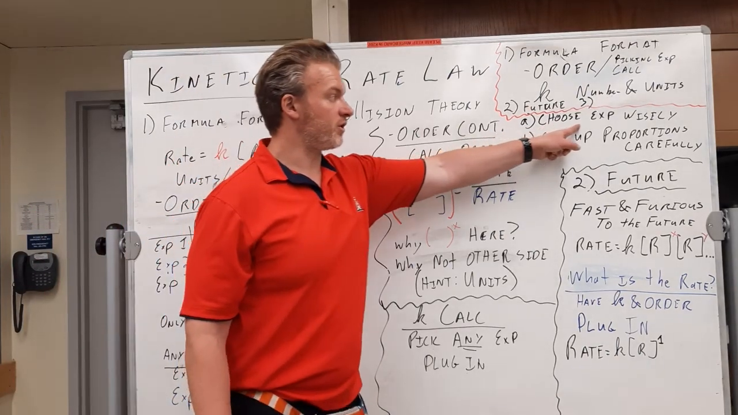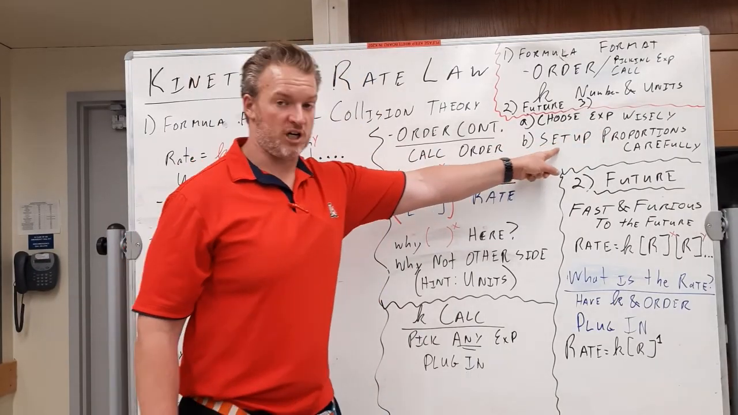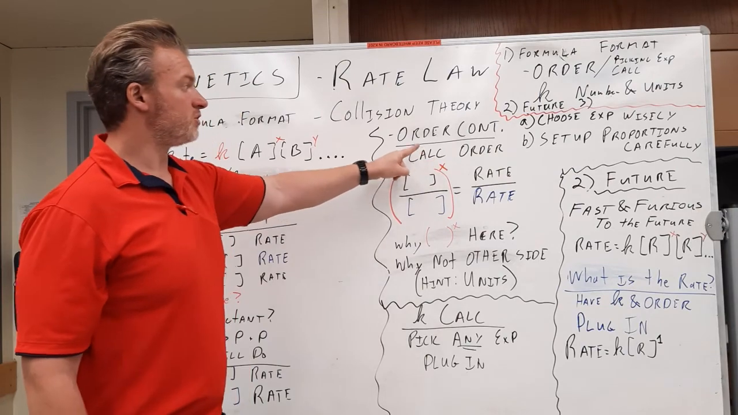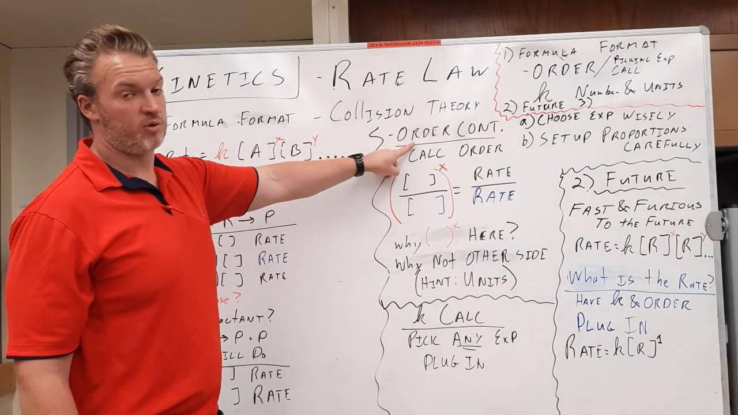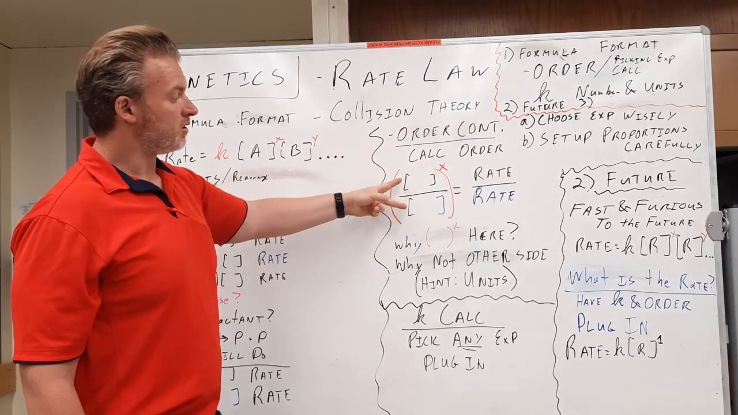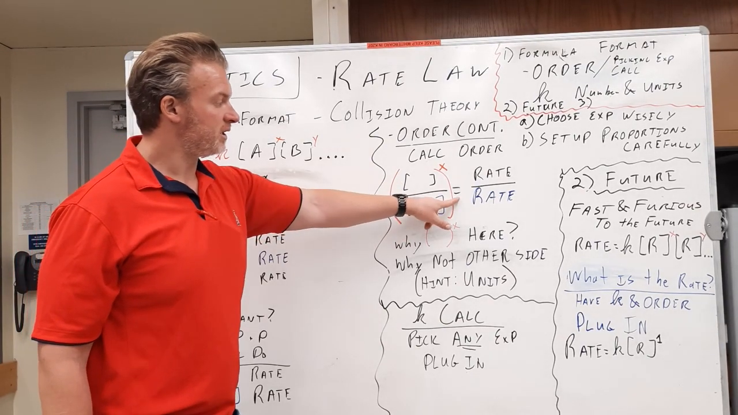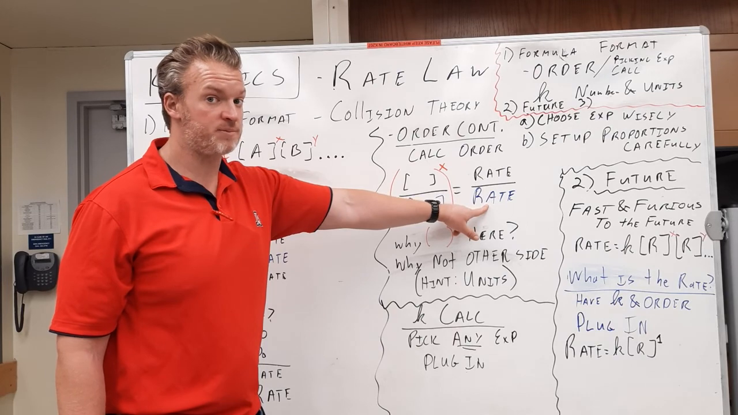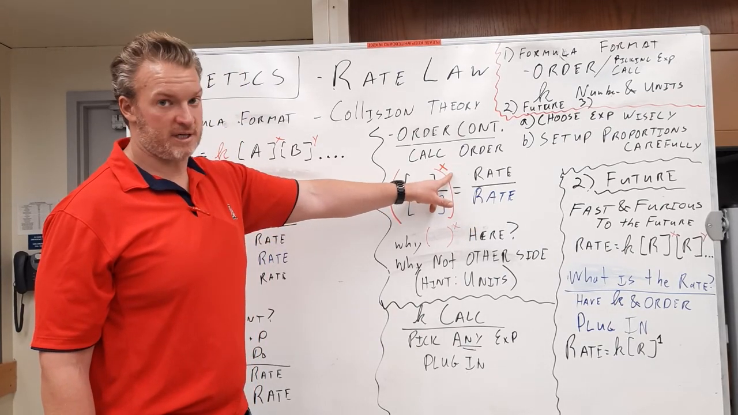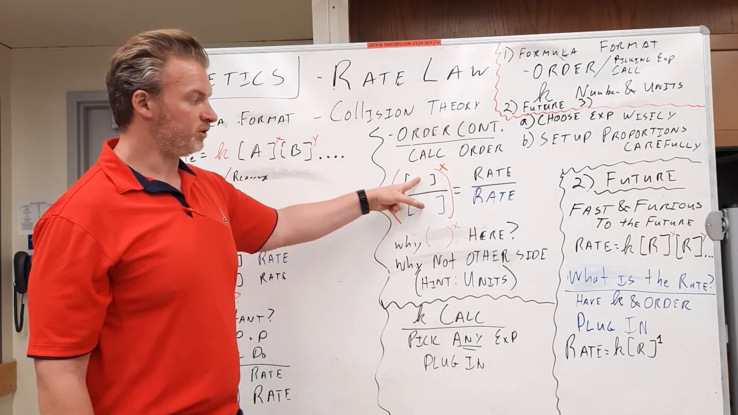After choosing your experiments wisely, you will set up your proportions carefully to solve for the order with respect to that reactant. Experiments chosen wisely, see how we have the molarities equal to the rates from the experiments, and we put this in here over the molarities.